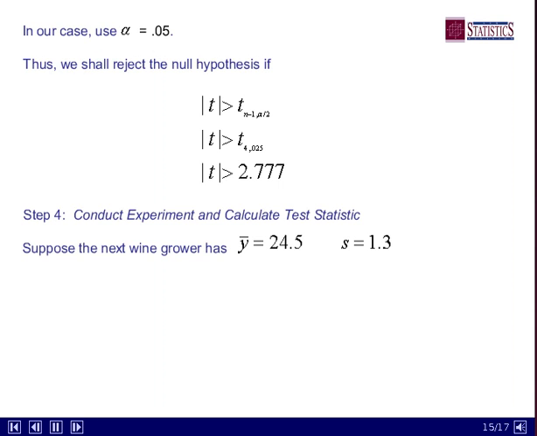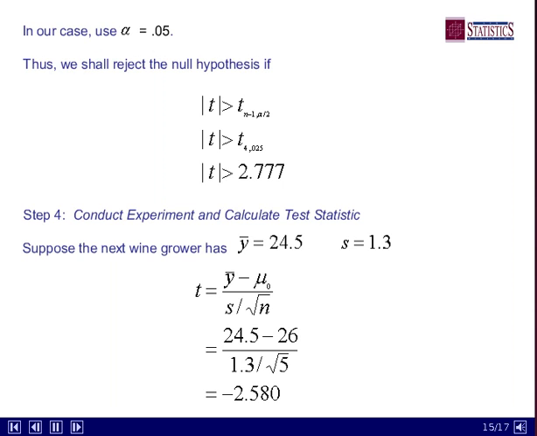Conduct an experiment and calculate the test statistic, step 4. We're not given the actual data in this example, but we have the mean and the standard deviation and the fact that they took a sample of 5, and that's all that's necessary to run through the t formula. When we do that, we see that our ratio is negative 2.58.